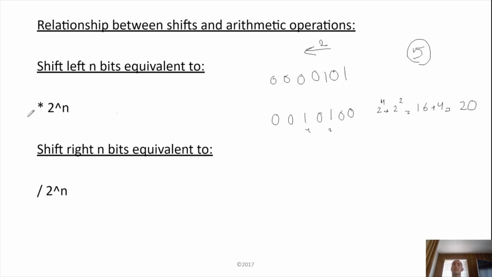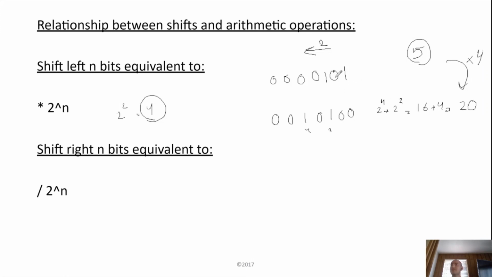So this says that when you are shifting by 2, you are multiplying your number by 2 to the power of n. In our case, it's 2 to the power of 2, which is 4. So we are multiplying our number by 4. And it looks right, because 4 times 5 is actually 20. So this is times 4.